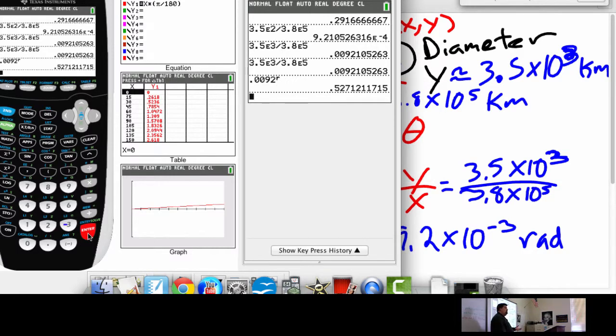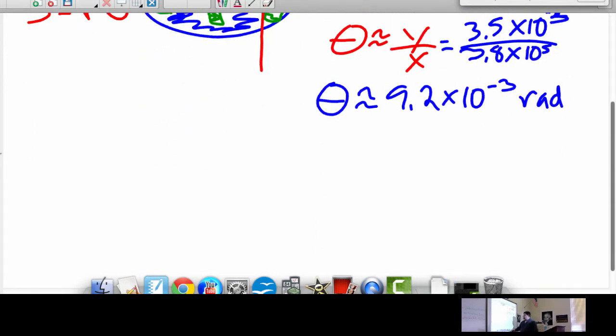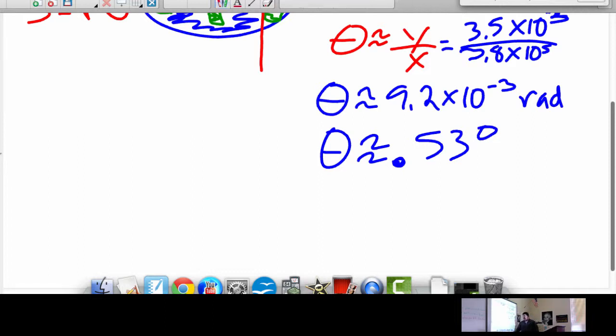And you can do the same thing going from degrees to radians. And there's a conversion program on the calculator too. I just find this easier to do. So it's about 0.53 degrees. So this is the same as 0.53 degrees. So it's a little bit more than a half a degree. So it's not even a whole degree.